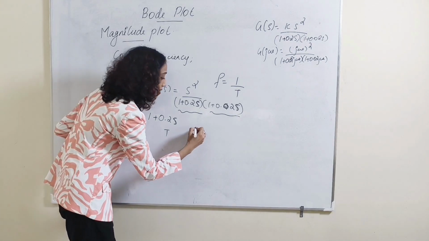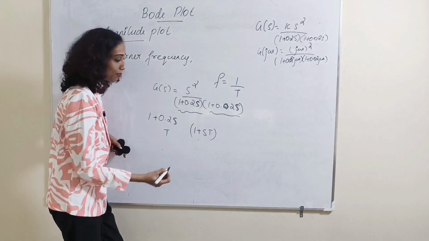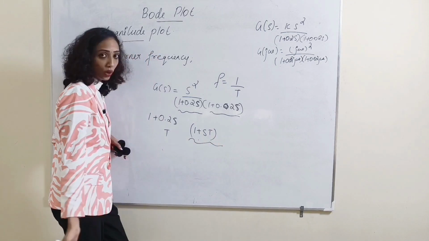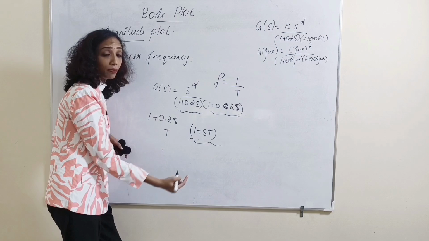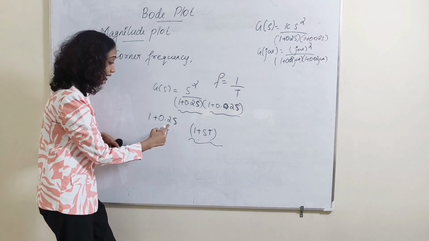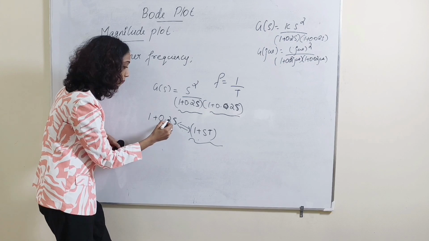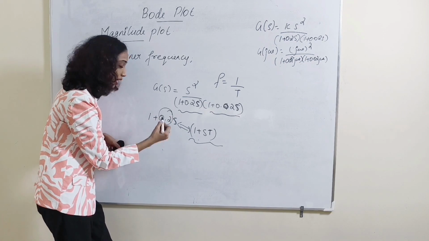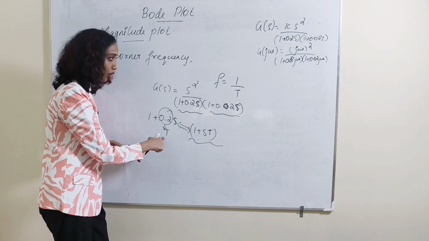That means a system is defined as 1 plus sT. The general equation is 1 plus sT. In this, the coefficient of s is T, and this T represents the time period. Comparing these two equations, we get the time period as 0.2. Clear?